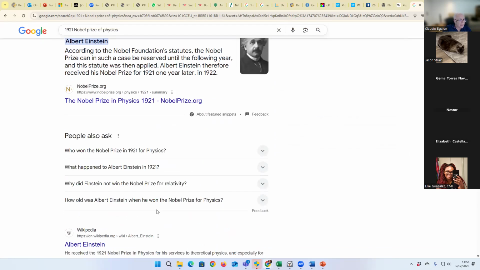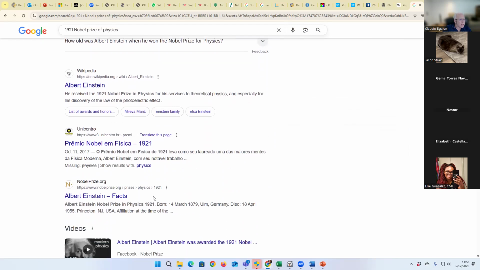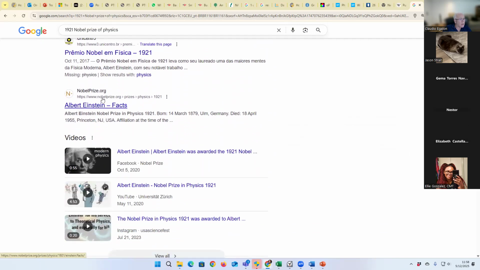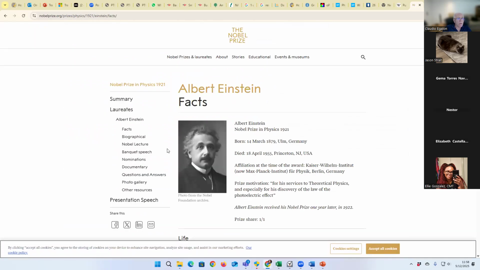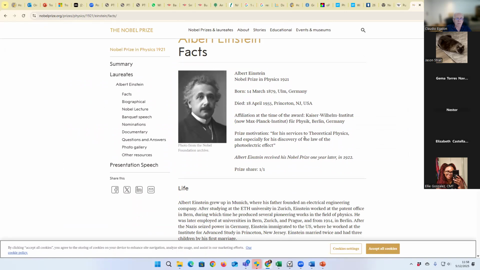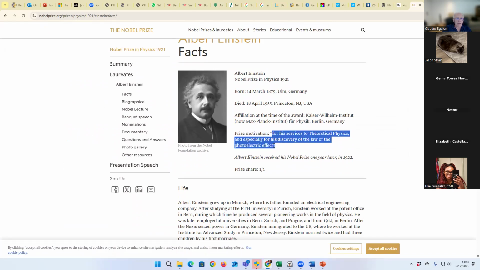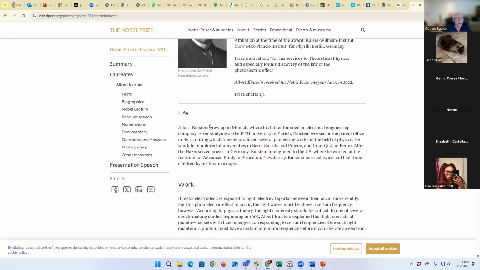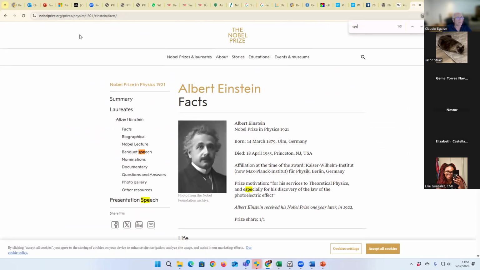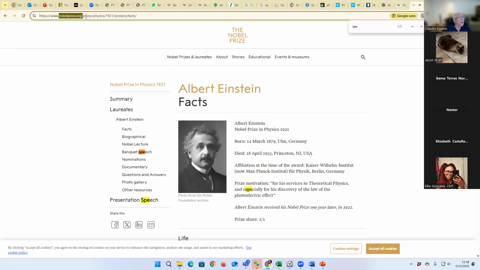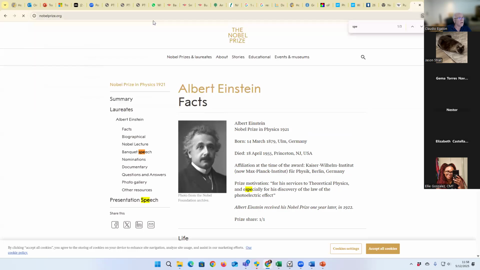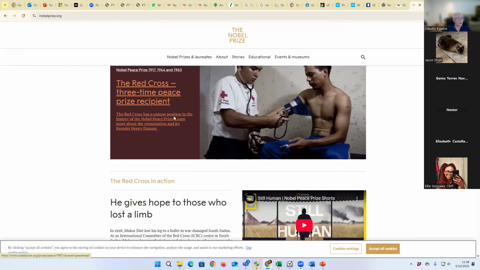I want to get the actual Nobel Prize committee. Okay, right in here. Nobelprize.org. Do you see that? That is Stockholm, right? Okay. Prize motivation for his services. Yeah, they didn't say anything about Brownian motion. They said only about the photoelectric effect. Okay. And what about special relativity? Here's the actual website of the Nobel Prize, right? Let's take a look here. Here's the main page, right? The home page.